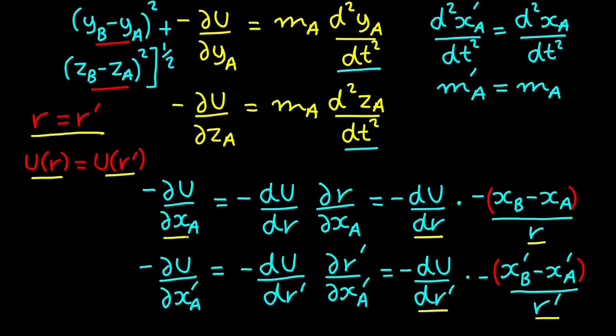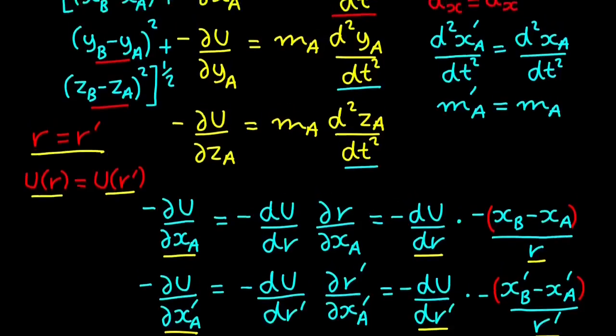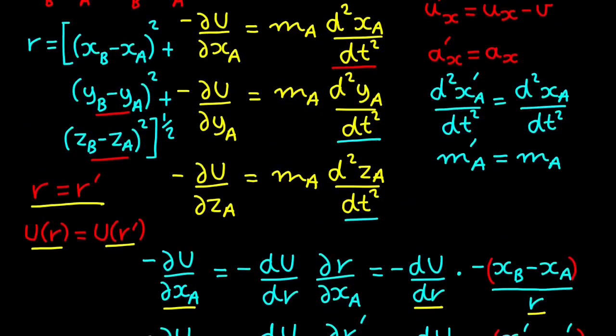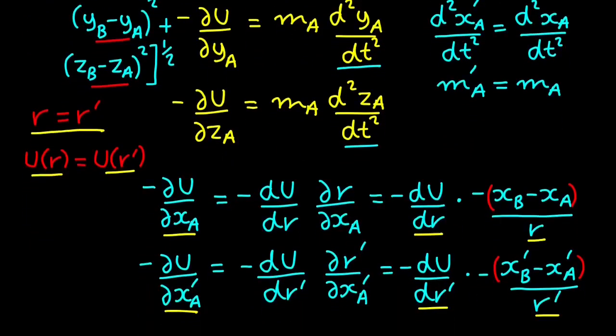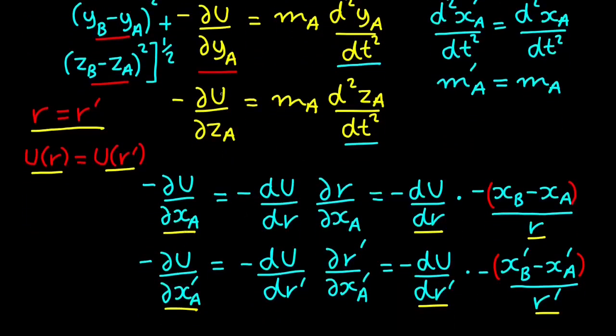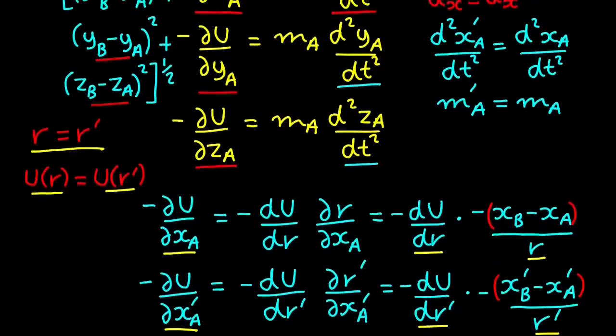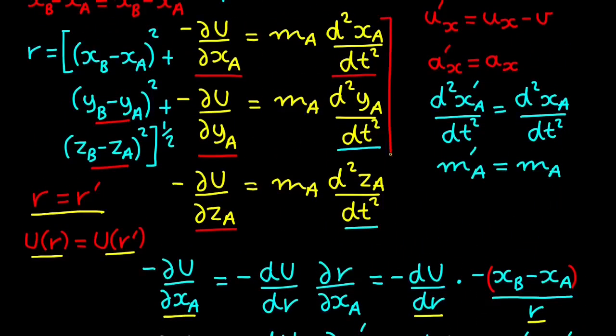So therefore these derivatives are the same, and therefore the left hand side of this equation is also invariant under a Galilean transformation. And by similar reasoning, which I'll leave for you as an exercise, you'll also find that these two derivatives are invariant under a Galilean transformation. And therefore the equations of motion are not affected by a Galilean transformation.